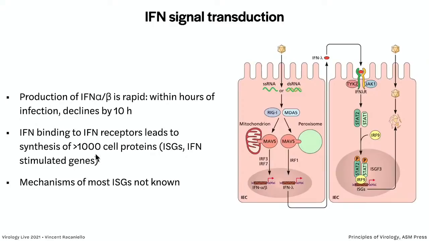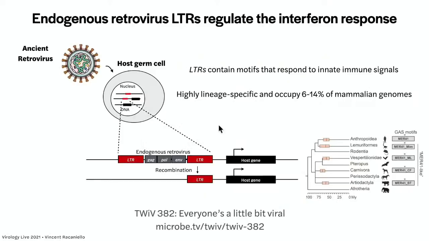Mechanisms of most of them are not known. I'm going to tell you about a few in a moment. And one of them is shown here, breaking a virus capsid, for example. So one of them can do that. But this production of interferon alpha beta is rapid. Within hours of infection, it goes way up and then declines by 10 hours because you don't want to be making interferons all the time, as you will see.